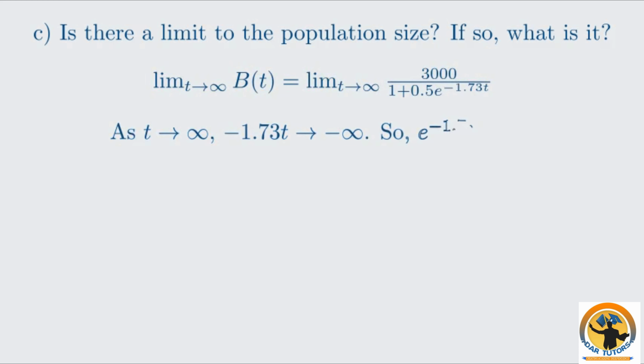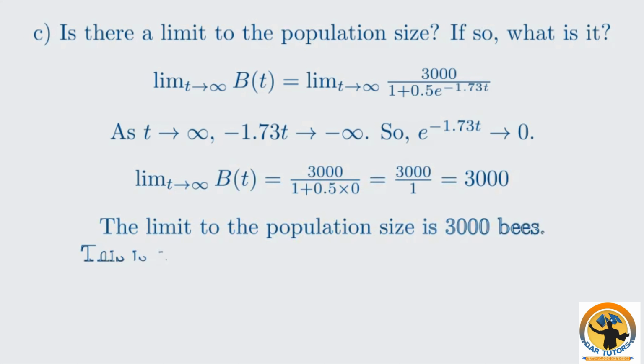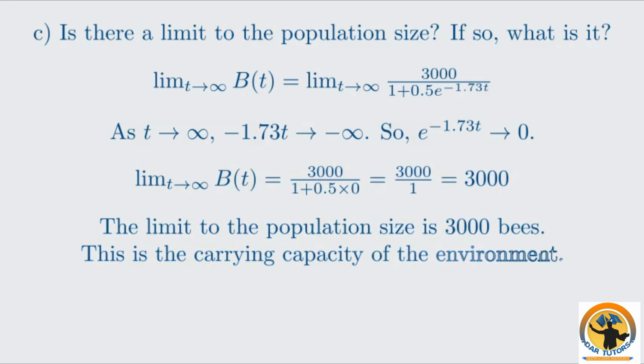So, the value of e raised to a very large negative power approaches 0. Therefore, the limit of our function becomes 3,000 divided by 1 + 0.5 times 0, which is simply 3,000. This means there is a limit to the population size, and it is 3,000 bees. This is known as the carrying capacity of the environment.